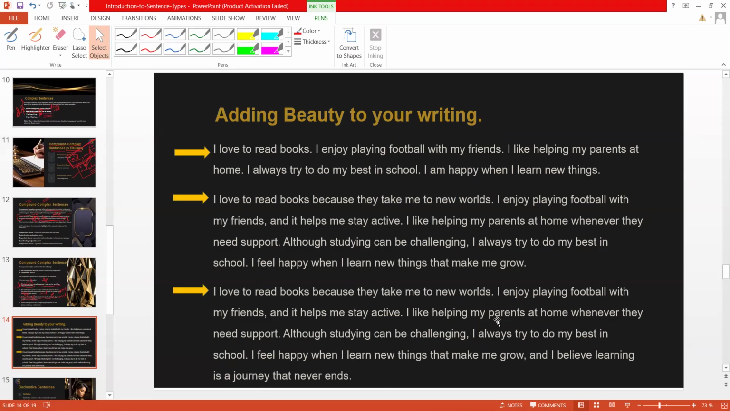See, for example, if we read out this first para, what it says: I love to read books. I enjoy playing football with my friends. I like helping my parents at home. I always try to do my best in school. I am happy when I learn new things. Don't you think it's a bit boring? It's so monotonous, isn't it?